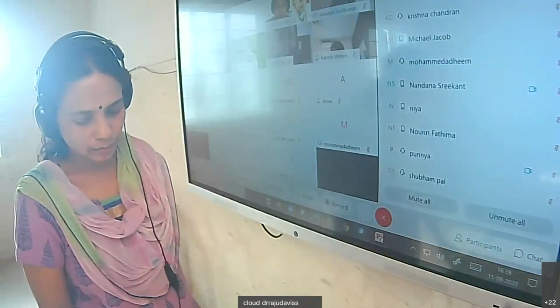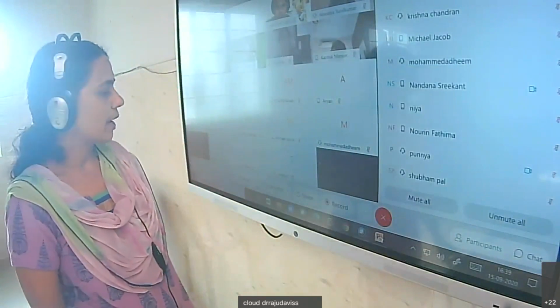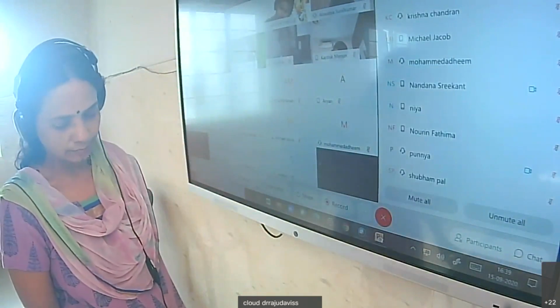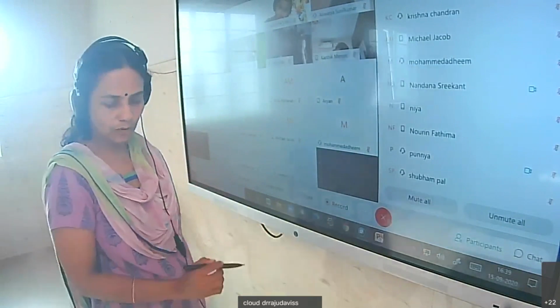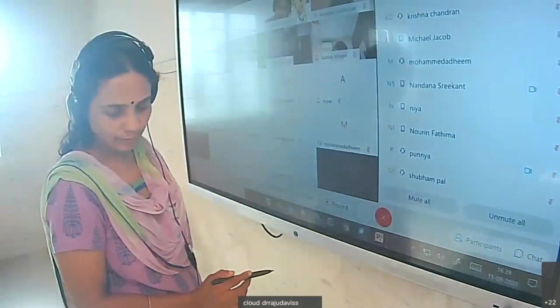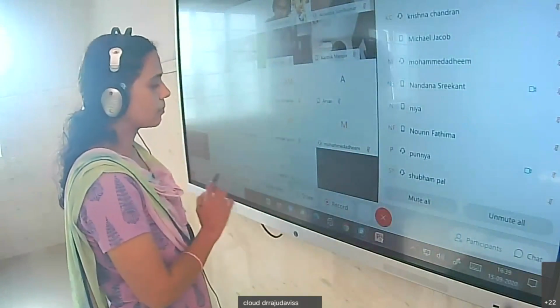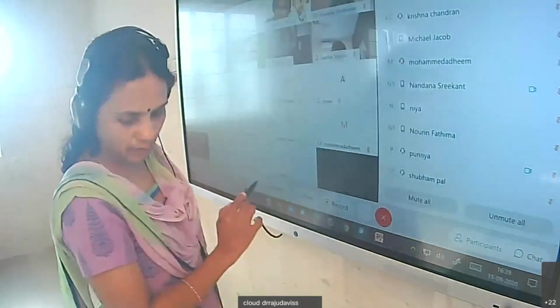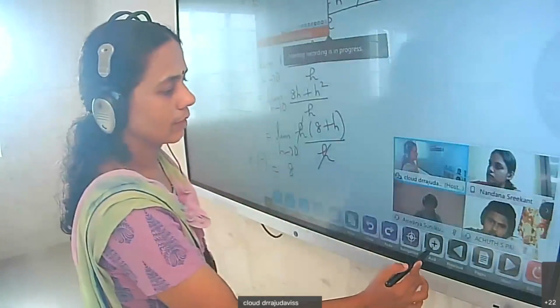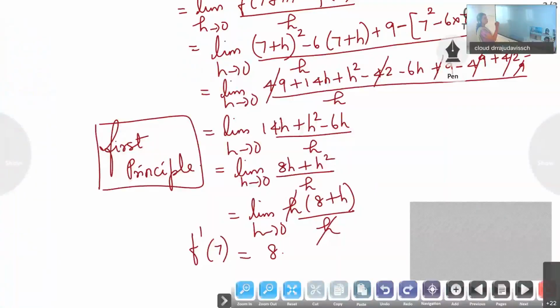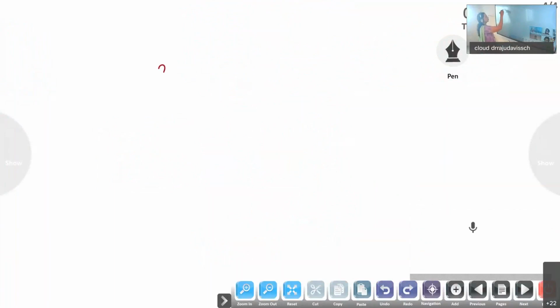Find the derivative of the function x minus 1 into x minus 2 using the first principle.